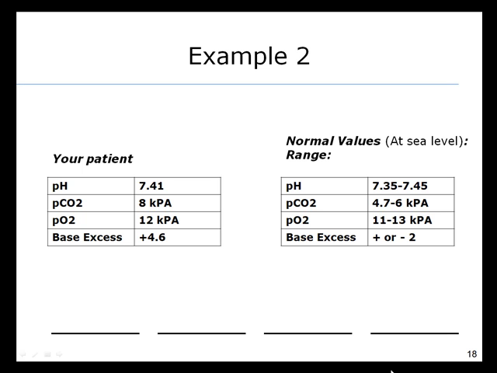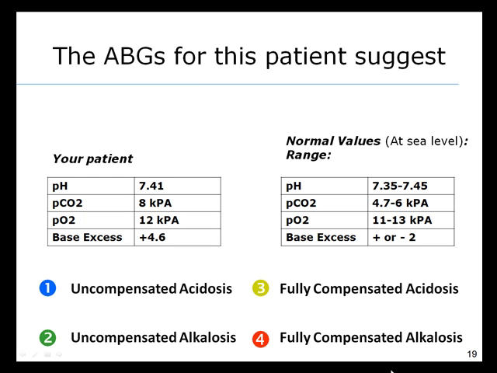Here's example 2. The patient has a pH of 7.41, a PCO2 of 8 kilopascals, a PO2 of 12 kilopascals, and a base excess of plus 4.6. Here's a little question to get you starting thinking.